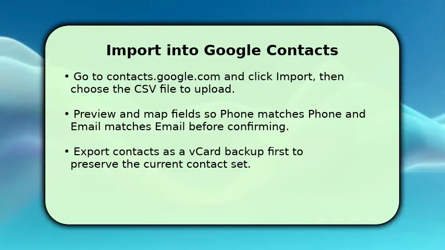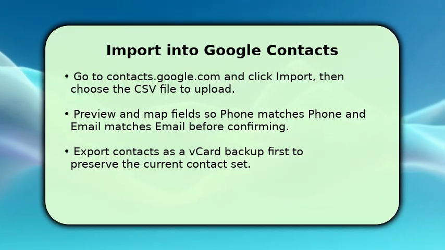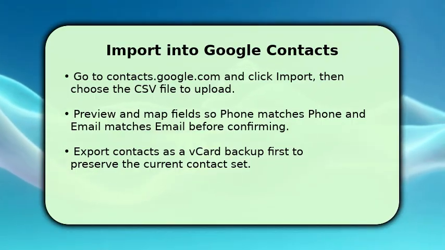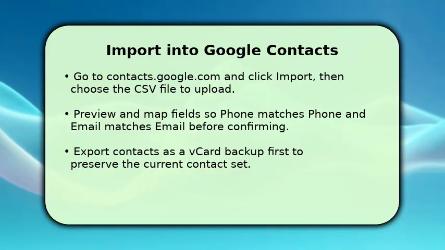Open Contacts, Google, and sign into the same Google account you use on devices. Click Import in the left menu and select the CSV file you saved from Sheets. Use the preview to confirm field mapping so phone maps to phone and email maps to email.